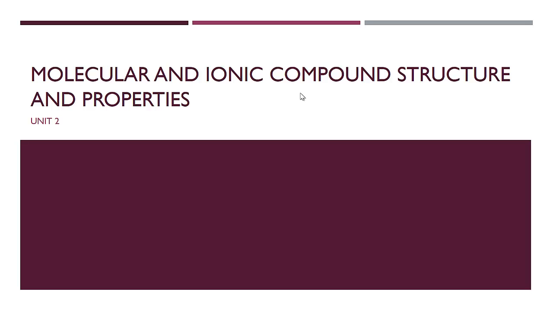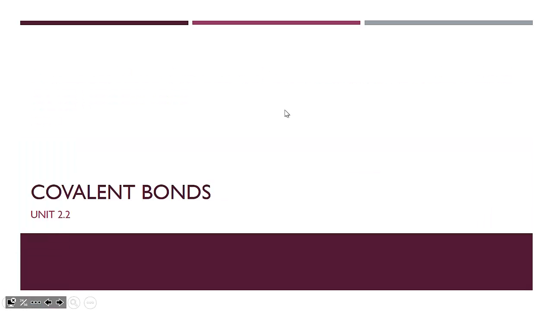Welcome back, AP Chemistry students, to Unit 2, Chemical Bonding. Today we'll be talking about covalent compounds. In the previous unit, we talked about the bonds between metals and how metallic bonds form.